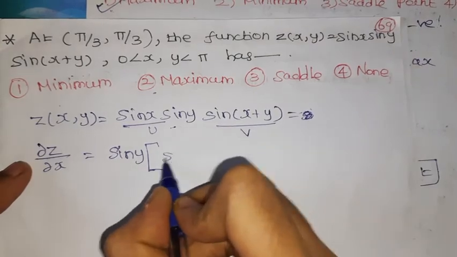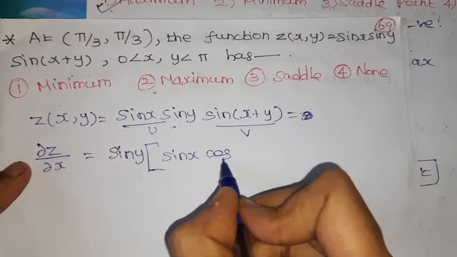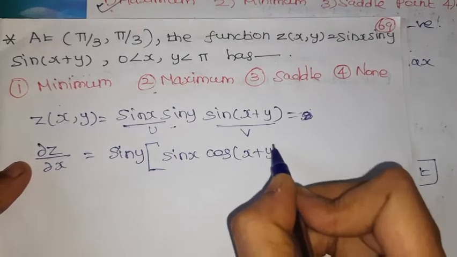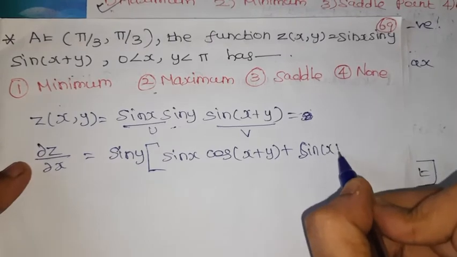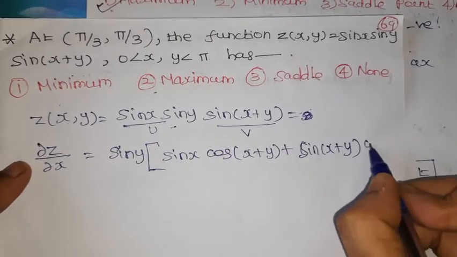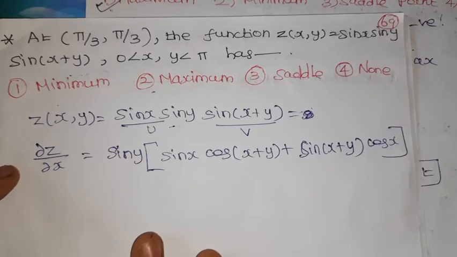So keep u as constant first. Then the derivative of sin of x plus y is cos of x plus y, plus keep this as constant, sin of x plus y into cos x. Right? This is dou z by dou x.